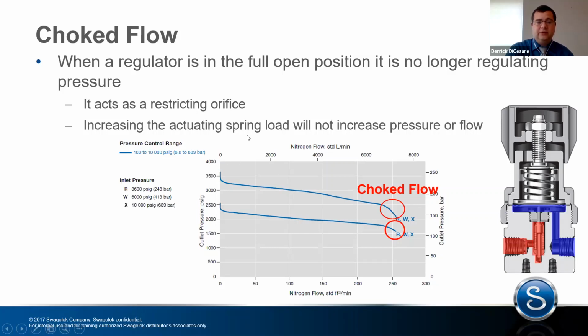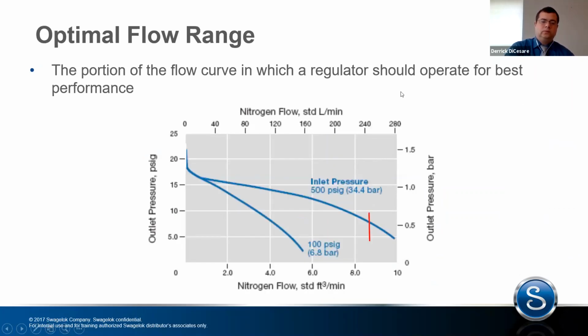At that point, increasing the spring load is not going to increase the pressure, and it's also not going to increase the flow. The regulator is wide open. So we want to avoid this condition. Again, our optimal flow range is the portion where the regulator should operate. This is the best performance, where it's at its flattest, and this is relating to this 500 PSI inlet regulator, not the 100 PSI.